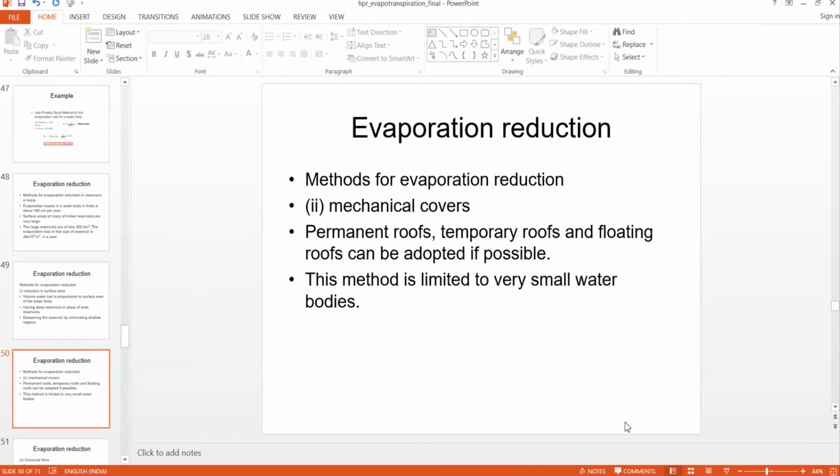Another method is to cover up the reservoir, but this is not possible. This is possible only for small ponds which can be used for agricultural purposes. These days it is recommended to have rainwater harvesting pits in agricultural fields, so that the water can be used for irrigation. These are all small pits, and these pits can have mechanical covers.